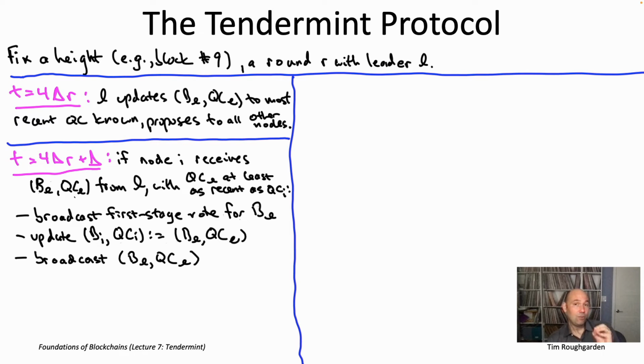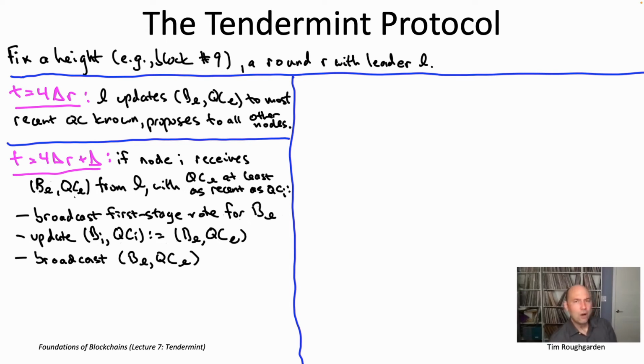But when confronted with evidence, so if B sub L is different than B sub I, but QC sub L is strictly more recent than QC sub I, that's the case in which node I is going to be like, oh, wait a minute, I guess I'm out of date. I guess other people have figured out that B sub L is better than B sub I. Let me not only update my own local variables, but also just join the party and add my vote to those who are favoring B sub L.